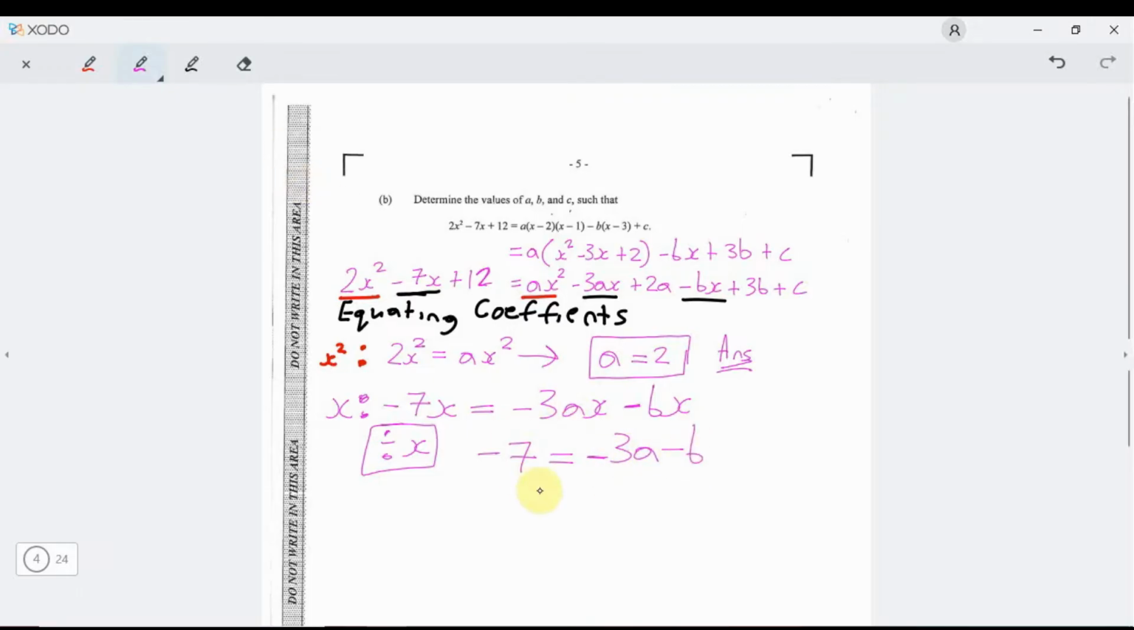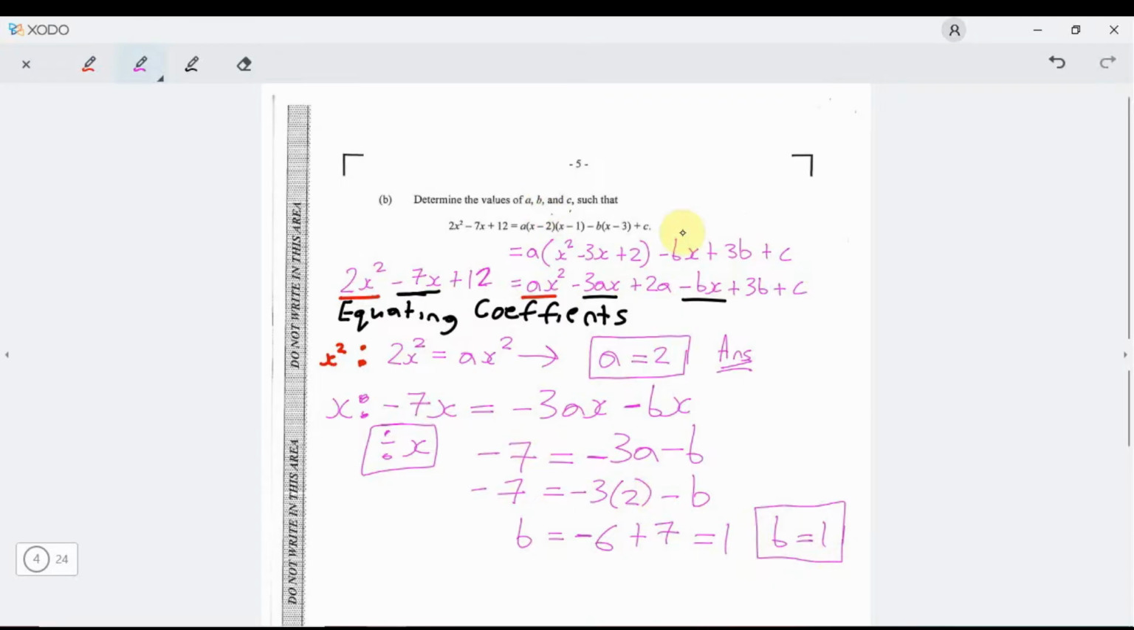But remember what was a? A was 2. So minus 7 is equal to minus 3 times 2 minus b. Bring the b to this side, so it becomes positive b equal minus 3 times 2, which is minus 6. Bring the negative 7 to the other side, so it becomes plus 7. 7 minus 6 equals 1. So we get b equals 1.